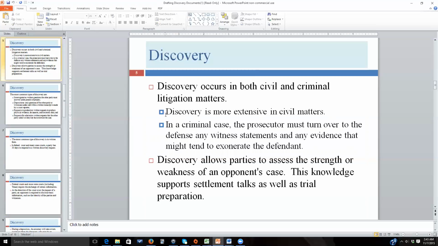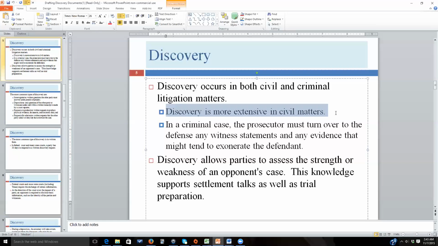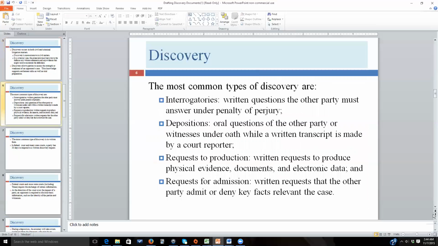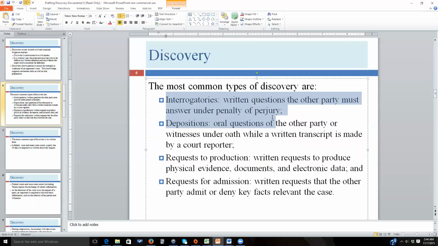And discovery is, of course, much more extensive in the civil context. As I said before, basically everything gets shared before trial. Okay, so let's go through the most common discovery tools that we'll be seeing in litigation. Interrogatories are usually the first discovery tool that's used. In fact, in both the Texas and the federal system, there's some automatic questions that get generated very, very early in the litigation process.